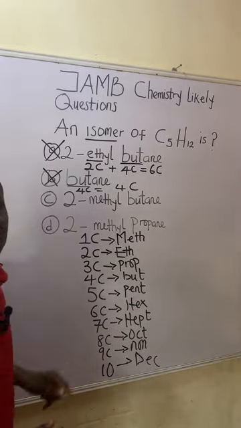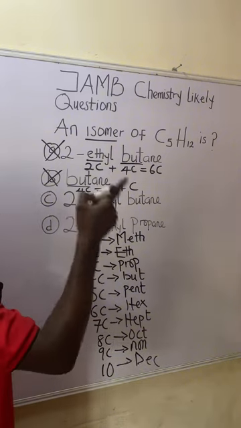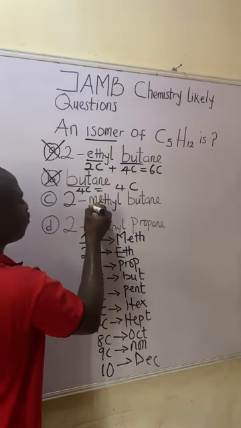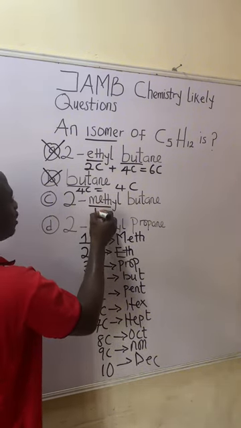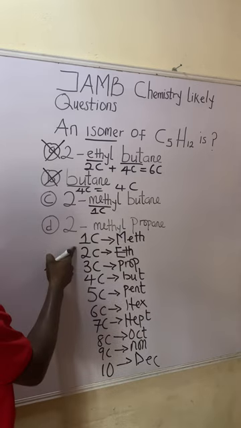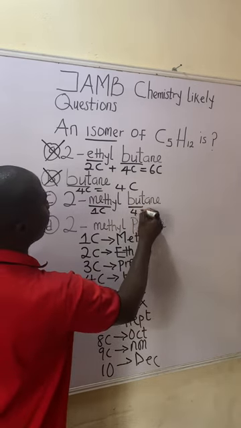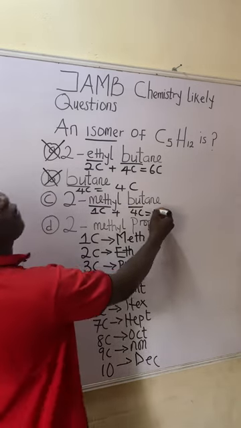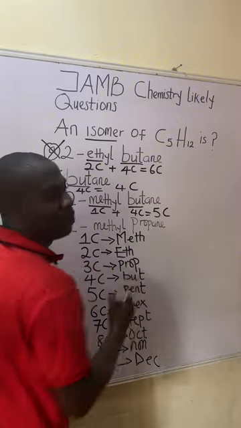So let's get into option C. Option C is 2-methylbutane. Forget about your number and focus on this. So this is meth with 1 carbon, which I've said. This is but with 4 carbons, so definitely 1 plus 4, that is 5 carbons.